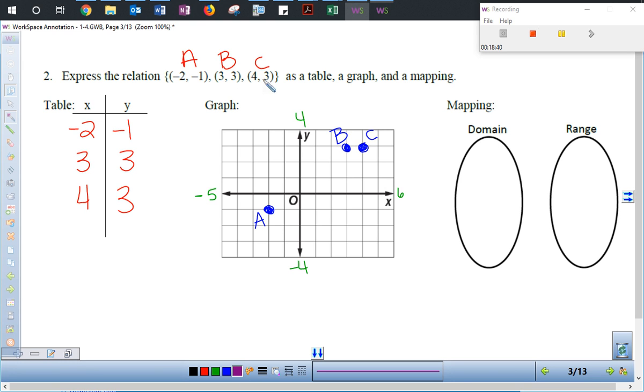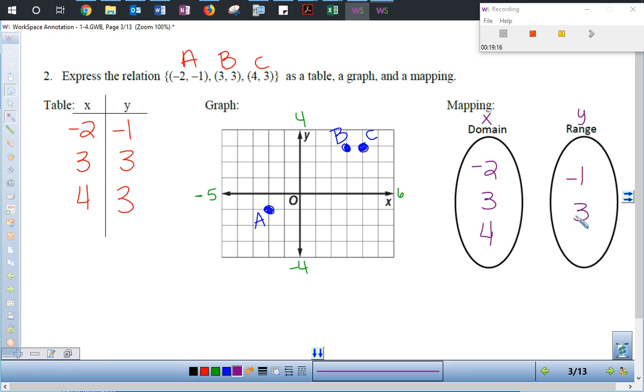Finally, we need to take our relation and express it as a mapping. Now remember, domain is your x values, range is your y values. So my x values are -2, 3, and 4. And my y values are -1, 3, and 3. However, since we have the number 3 twice in my y values, there's no need to write it twice. So what my range really is just -1 and 3. 3 is used twice, but we don't need to write it twice. If you write it twice, you're technically wrong.